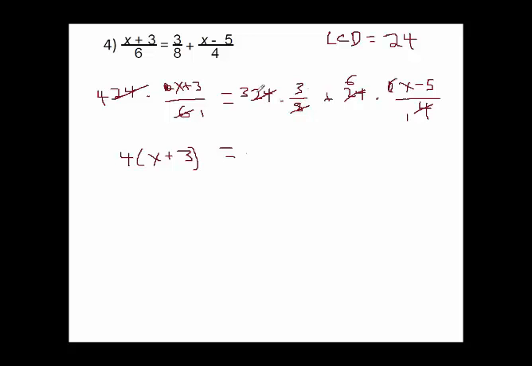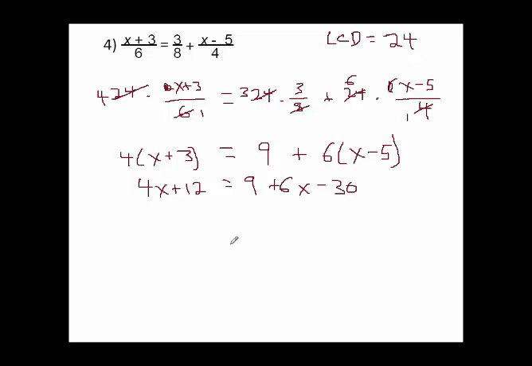This next term, you've only got 3 times 3 left, which is simply 9. Plus, and now you've got 6 times the entire x minus 5. And from here, open up the parentheses and solve like we did before. Distribute the 4, which is 4x plus 12, equals 9, plus 6 times x, 6x, 6 times negative 5, negative 30, and combine what you can combine. So you've got 4x plus 12 equals 9 minus 30, which is negative 21, plus 6x.